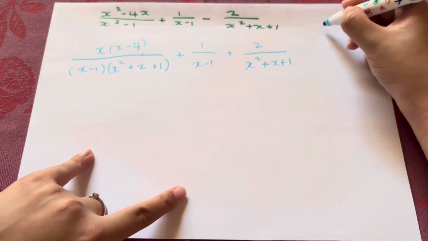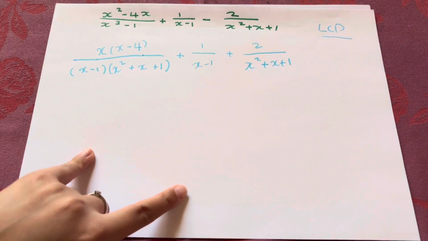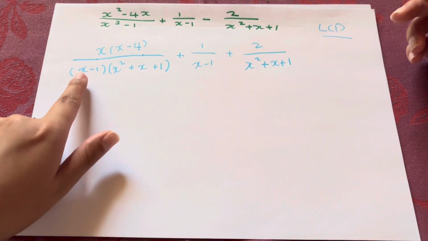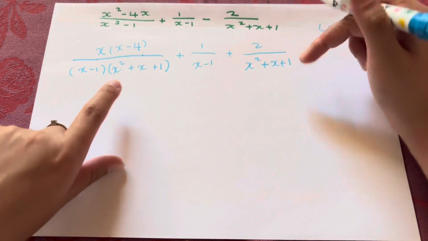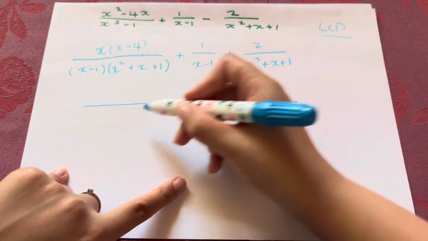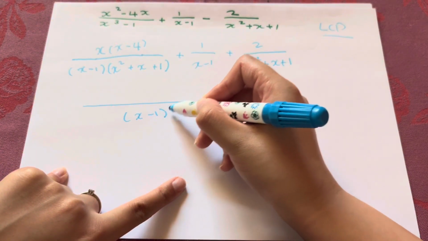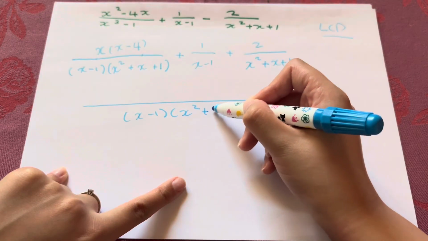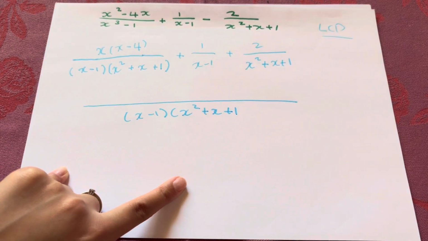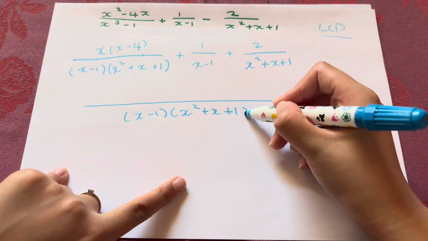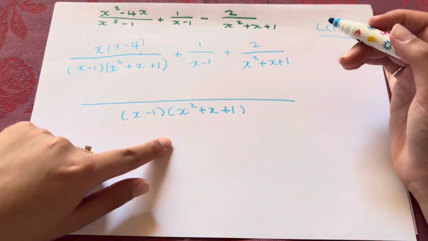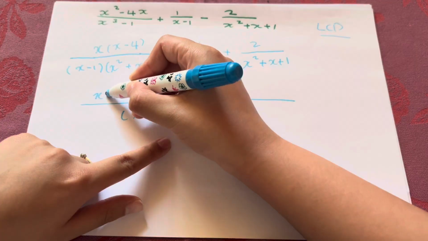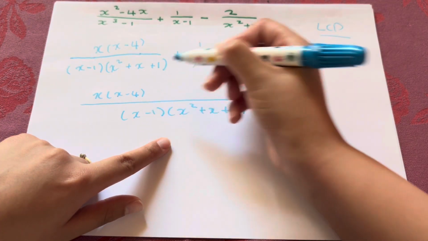So now we are going to proceed to get the LCD. The LCD, as we can see, there's an x minus 1, there's 1, and then this trinomial and this one. So the new LCD is x minus 1, x squared plus x plus 1. See what each numerator lacks? This one is perfect. The denominator is exactly the same. So we can keep the x by x minus 4.